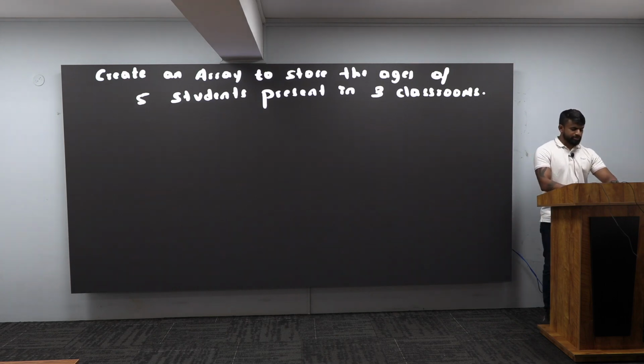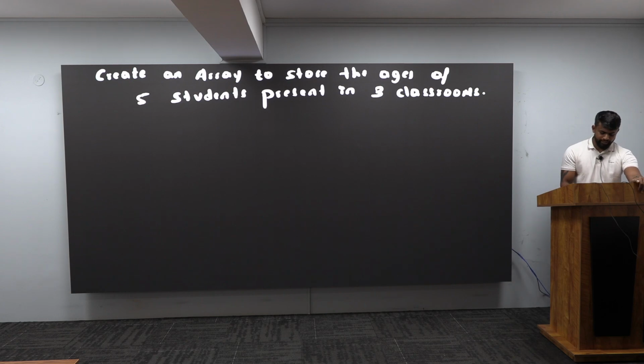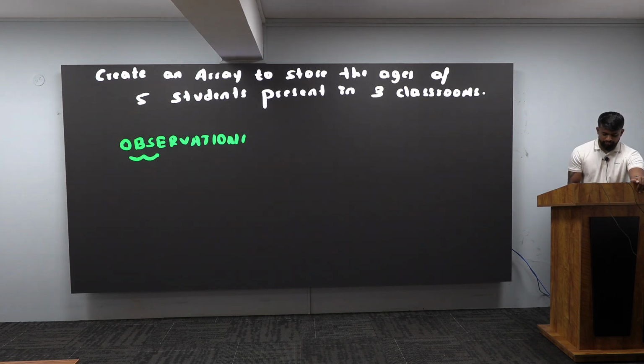Awesome. Whenever you read any question, you have to make certain observations. Observation number 1: understand what you are storing. Only the ages. You are not storing the name, the height, or the status of their backlogs. Only the ages.